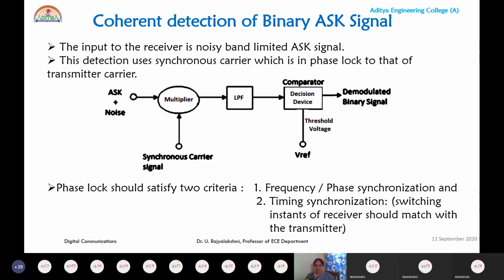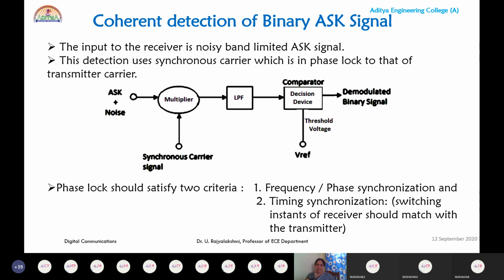Okay, and the comparator provides the decision as either 1 or 0. The decision is 1 when the low pass filter output is greater than the reference voltage.